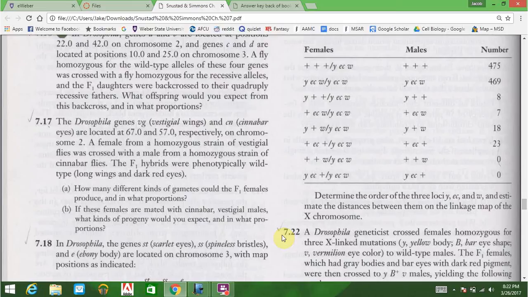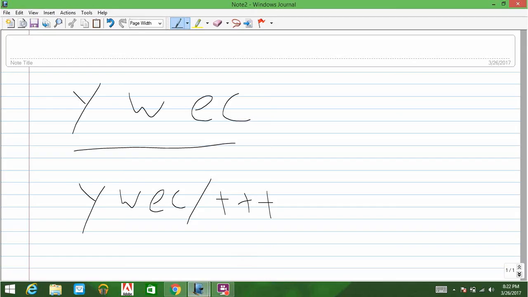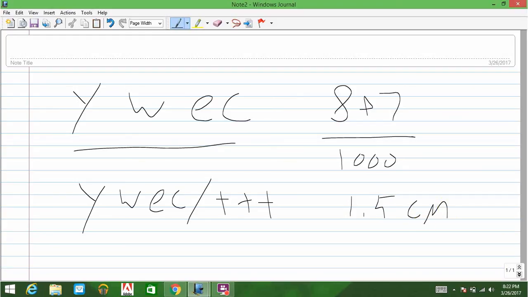So you're going to have to rewrite these. Instead of y ec w, it's actually going to be y w ec, since we now know the order. The distance between y and w is going to be between these two, these 8 and 7. There are 1,000 total, so you can rewrite that as 8 plus 7 over 1,000. That's going to give you 1.5 centimorgans. So that's right here, 1.5 between y and w.